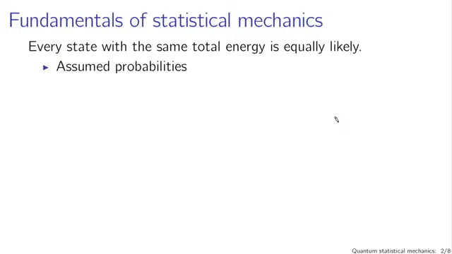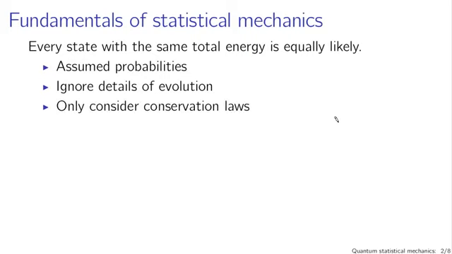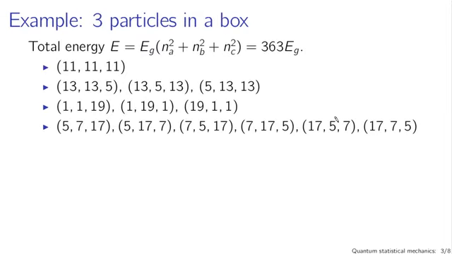We're assuming a structure for the probabilities, we're ignoring the details of the evolution of the system, and we're only really considering conservation laws. How many particles do we have that we need to assign to quantum states? How much total energy do we have that we need to account for? One way to think about this from a very simple, first-principles context is to consider three particles in a box. I'm going to consider a very specific example now. Just three particles, but they're free to move within a box and they're not interacting with each other. So instead of the free electron gas where we had a large number of particles, we're just considering three.